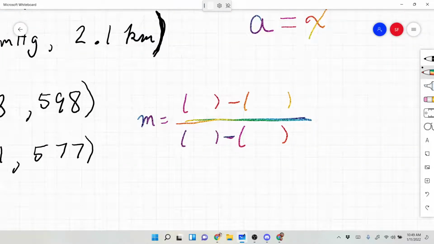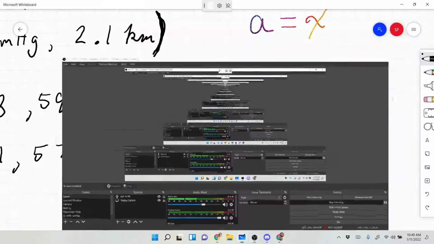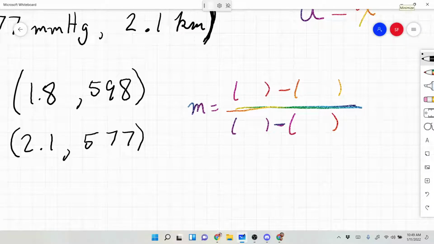So what are we going to plug in right here? 577. Sounds great. What are we going to plug in right here? 5 around here. Oh, we're going to get a negative number. That's true. We're going to get what?